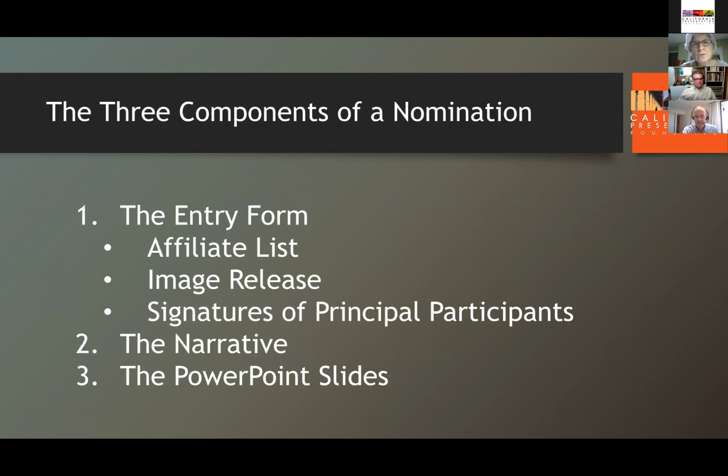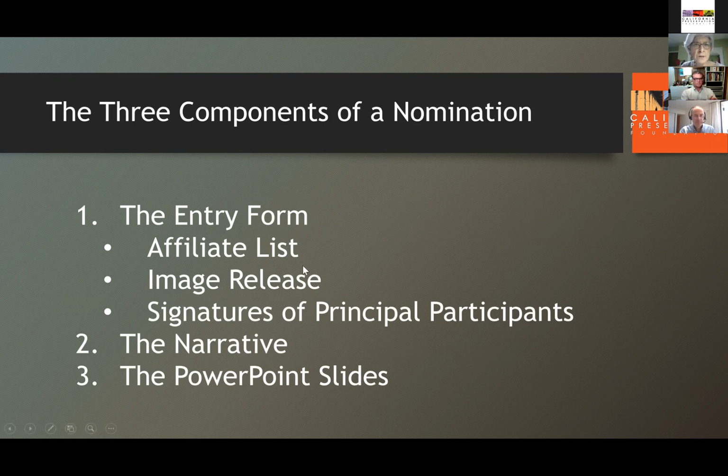So we're going to review the 3 major components of a nomination. And I'd just like to start by saying that the nomination is done entirely online. So we've moved away from printed and written applications and nominations now to a total online process. So we're going to review the 3 components, which consist of the entry form, which is completed online and requires additional information, including the affiliates list, a release form for all photographs, and signatures of the project principals.